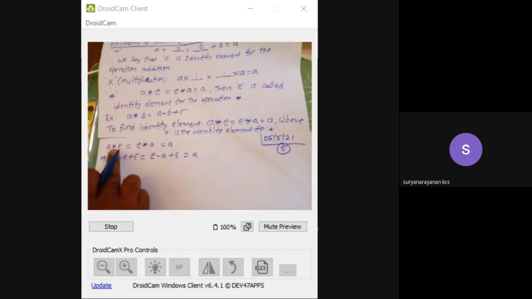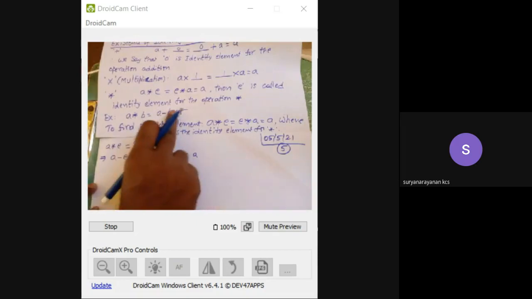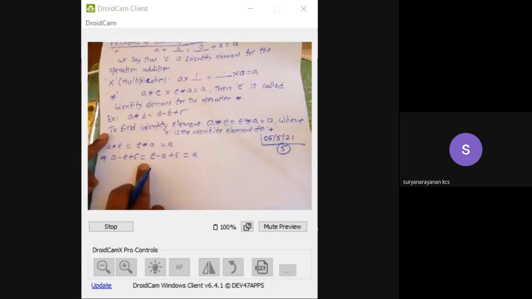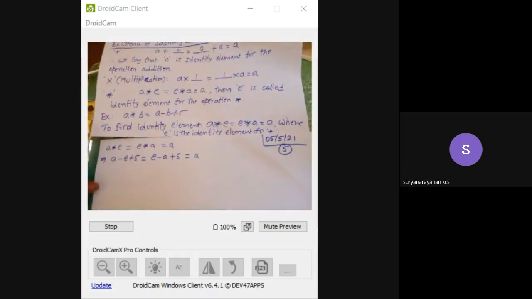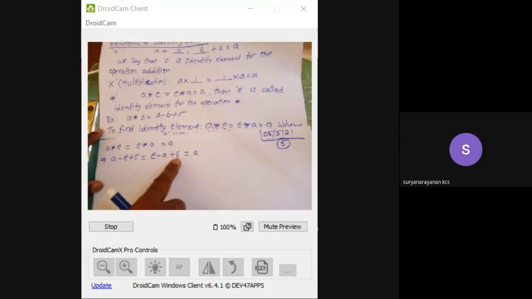In this equation, A star E is there between A and E. We applied the star operation by using this definition. Similarly, E star A means between these two numbers, we applied the same formula. Just assume this is a formula. In this formula, we substituted E, and the value is equal to A. Understood this line, my children? Understood, sir.